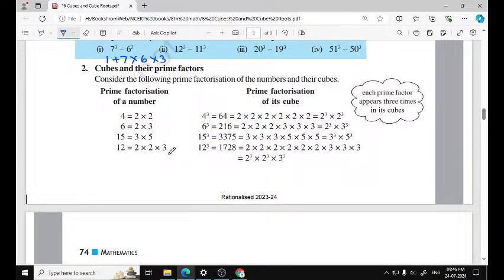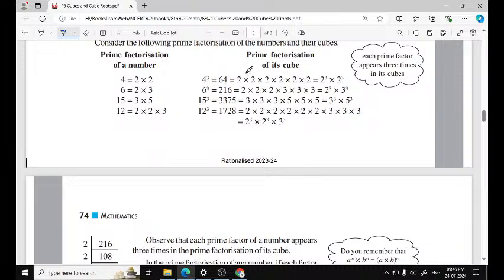Cubes and their prime factors. 4 cube is 64, and the prime factorization of 64 is 2 raised to 3 into 2 raised to 3. Now what is 6 cube? It is 2 into 3 cube, so this is 2 into 2 into 2 into 3 into 3 into 3. The product of these two prime numbers, 2 and 3, is 6. So 6 cube will contain 2 three times and 3 also three times.